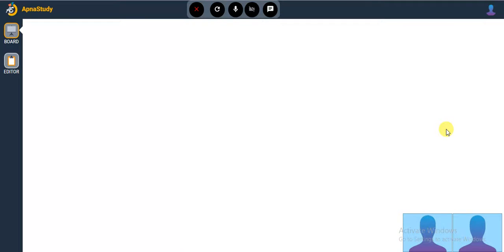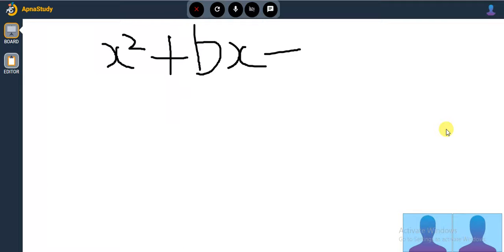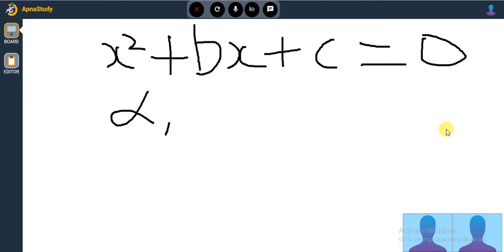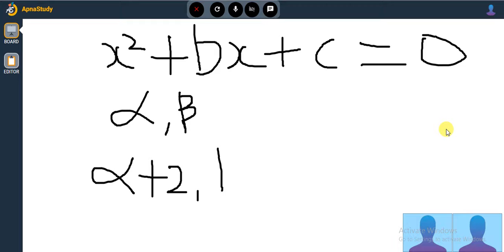Let's say we are given that ax squared plus bx plus c is a quadratic equation whose roots are alpha and beta, right? Whose roots are alpha and beta. So this is given to us, that is, alpha and beta are the roots of the above equation. Now we need to find an equation whose roots are alpha plus 2 and beta plus 2.